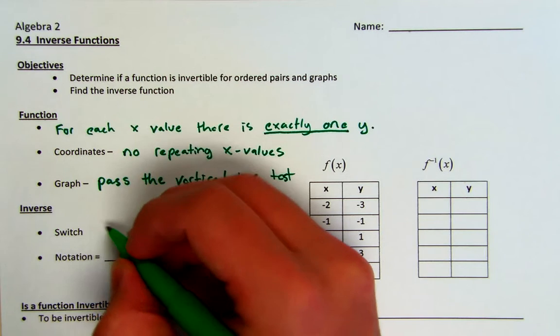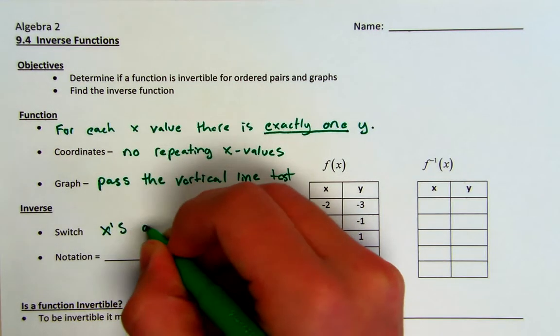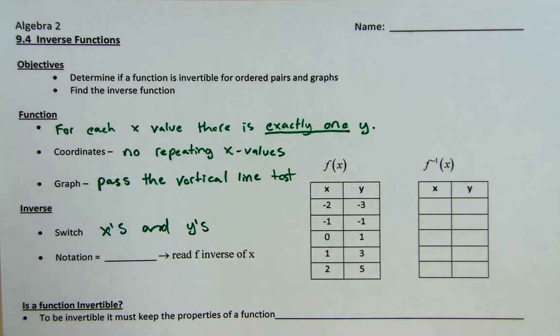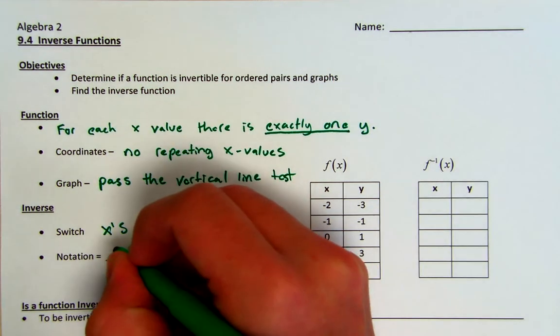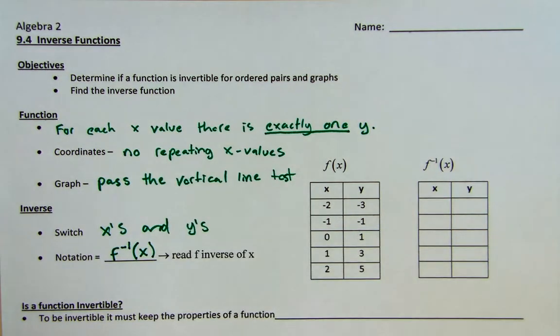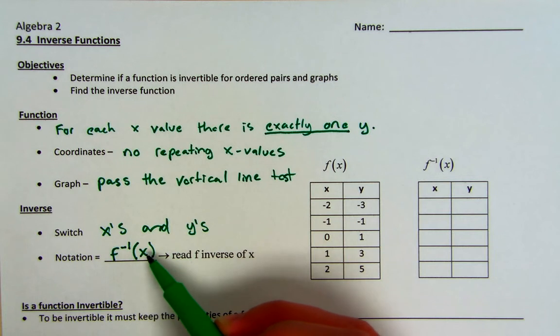An inverse function is when you switch the x and y's. Once you switch those, we have the inverted function, and we're looking for no repeating x values, and for it to pass the vertical line test if we're looking at a graph. The notation for the inverse function is f inverse of x. So we read this as f inverse of x.